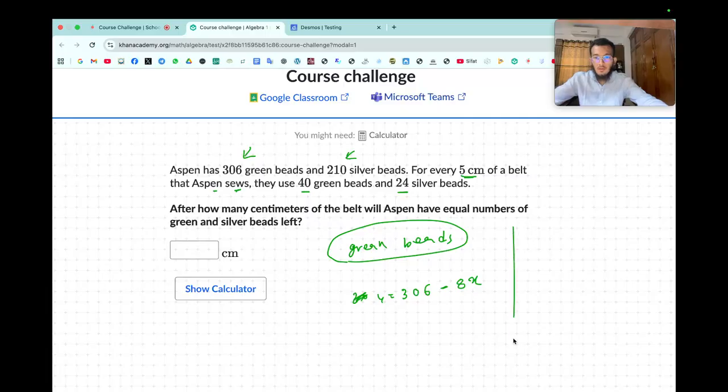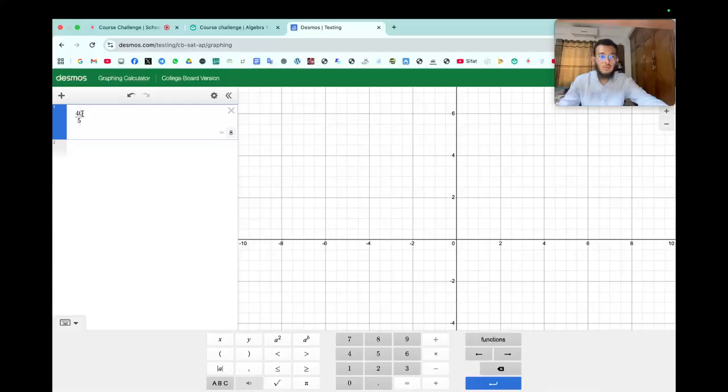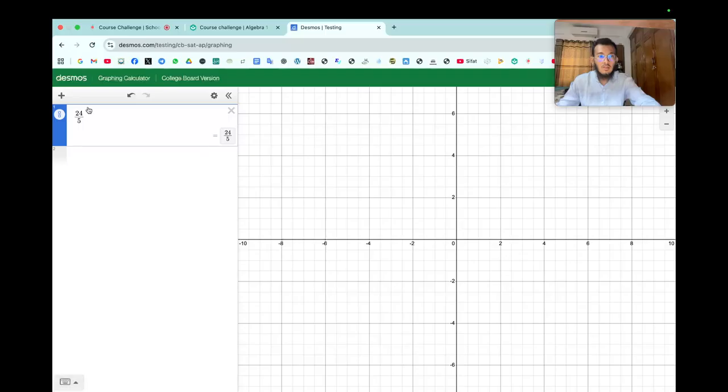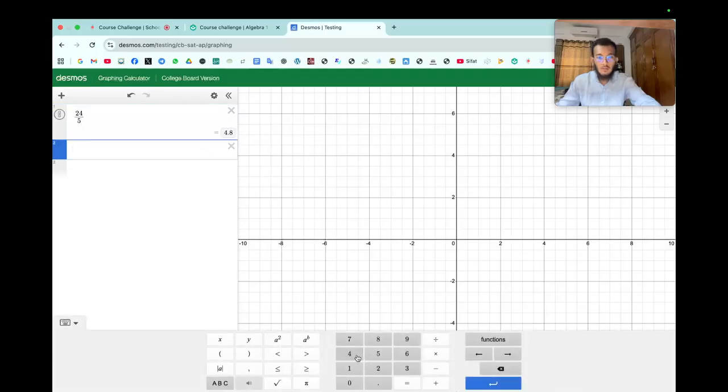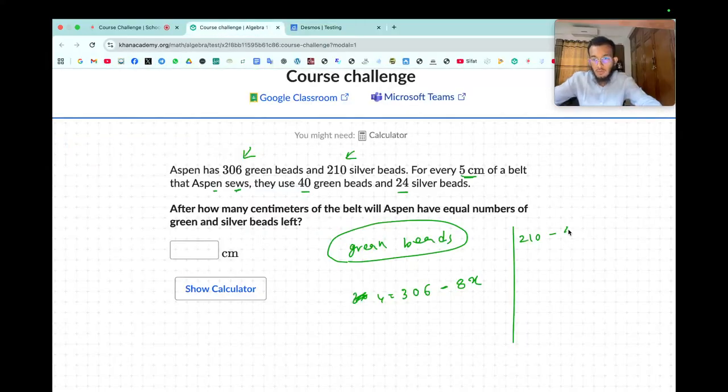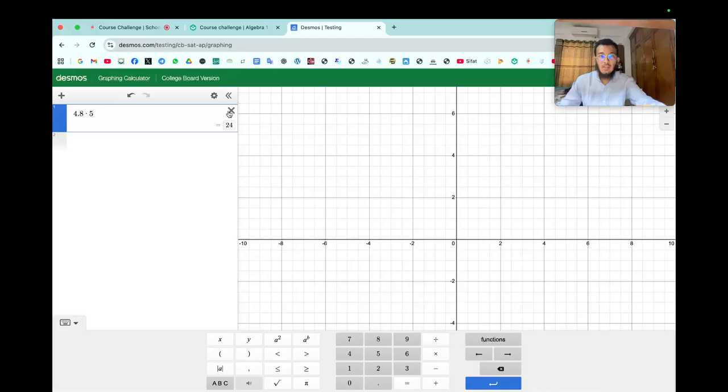And for the silver one, you initially have 210, but for each 5 you use 24, so it means 24 divided by 5, you use 4.8. Okay, 4.8 for each. For 5 you use 24, so it's 4.8, and then you have x. Now, after how many centimeters will Aspen have equal numbers of green and silver beads left, which means the value of y will be the same. We just have to find the intersect, the common point.